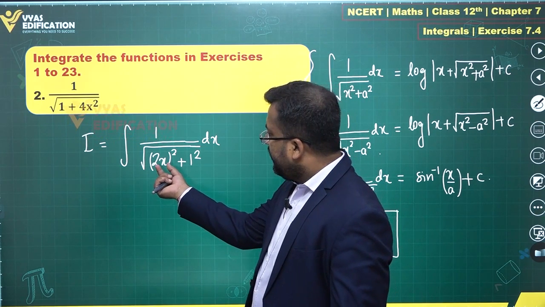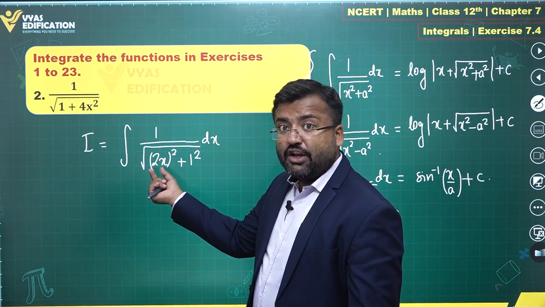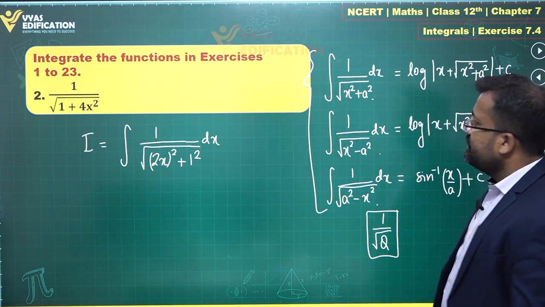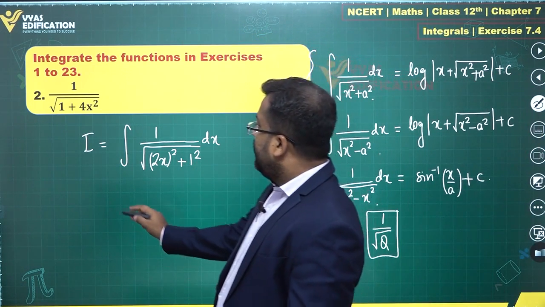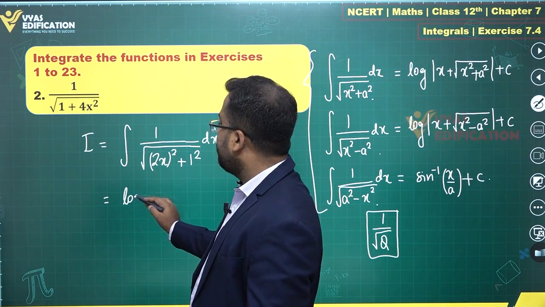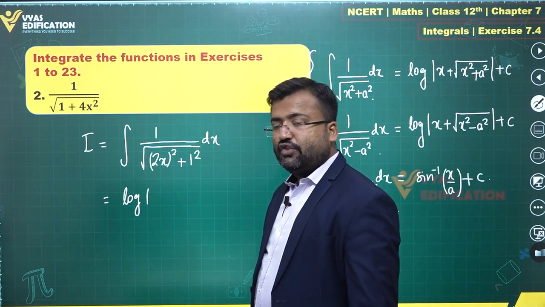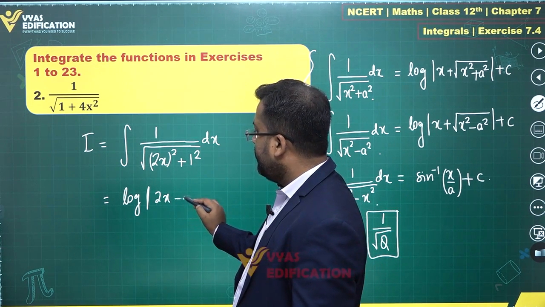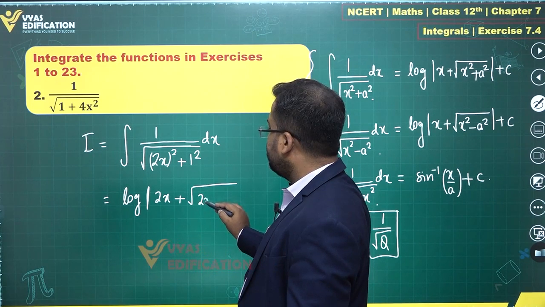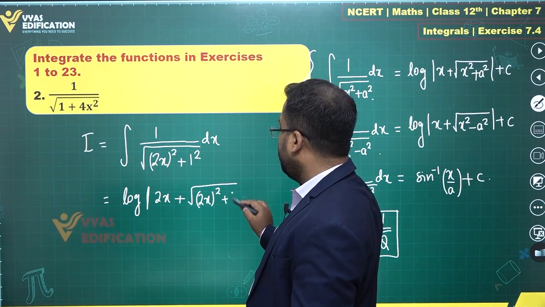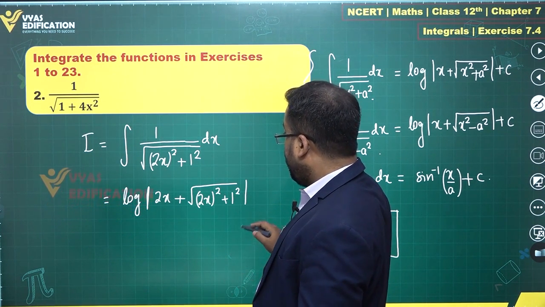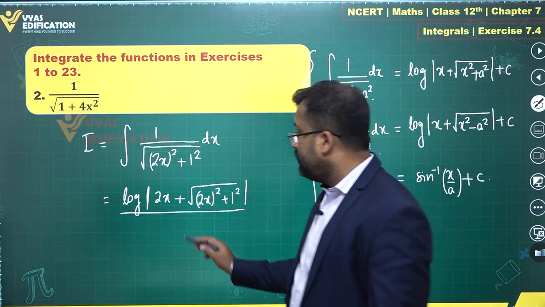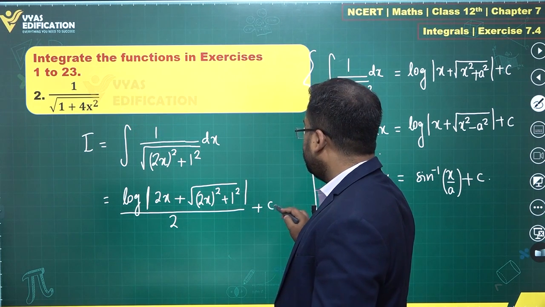Here you have x square, something linear polynomial of x. So you can read it as 1 upon x square plus a square. This is the version that we are interested in. Log modulus of, what you'll get is, instead of x you have 2x plus under root of 2x square plus 1 square. And this is the final formula, but you have to divide by the coefficient of x, which is 2, plus a constant term.